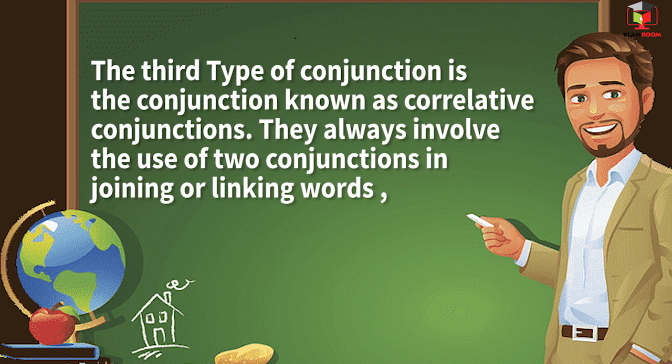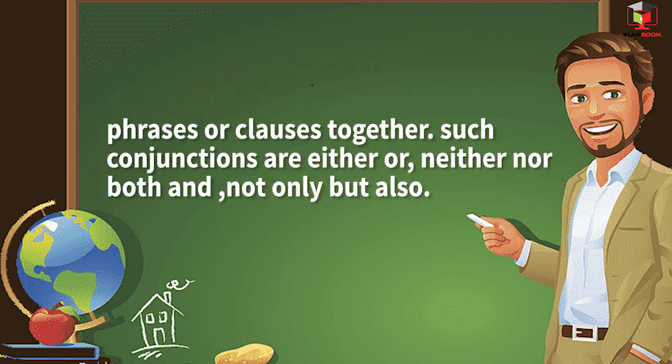The third type of conjunction is the conjunction known as correlative conjunction. They always involve the use of two conjunctions in joining or linking words, phrases, or clauses together. Such conjunctions are either or, neither nor, both and, not only but also.